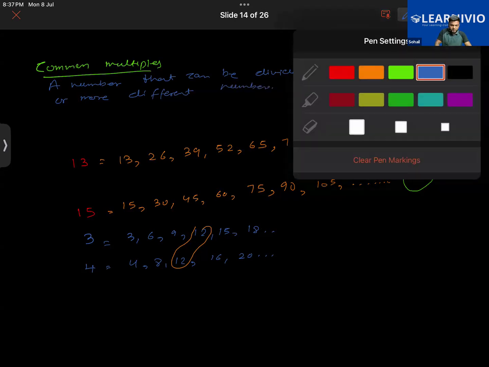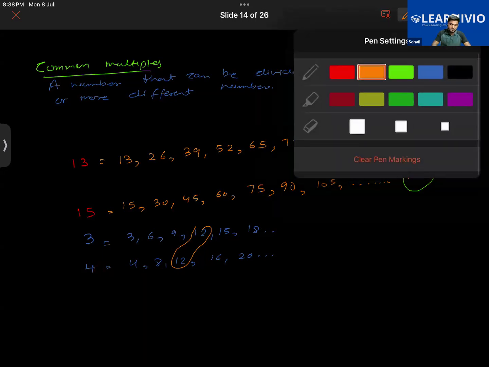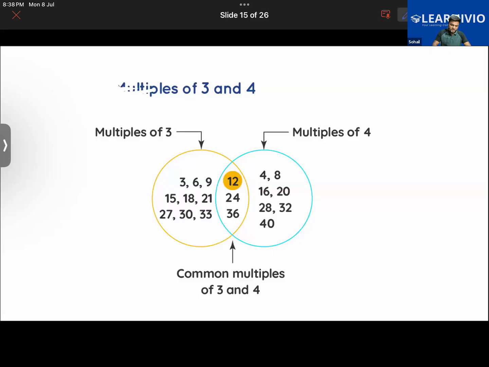See this number 195, which is a common multiple of 13 and 15. So it is a common multiple of 13 and 15. The reason being that it can be divided by both the numbers 13 and 15. Same is the case with the number 12 also. It's a common multiple. Also, it can be divided exactly by the numbers 3 and 4. Or say for example, take other numbers like this.